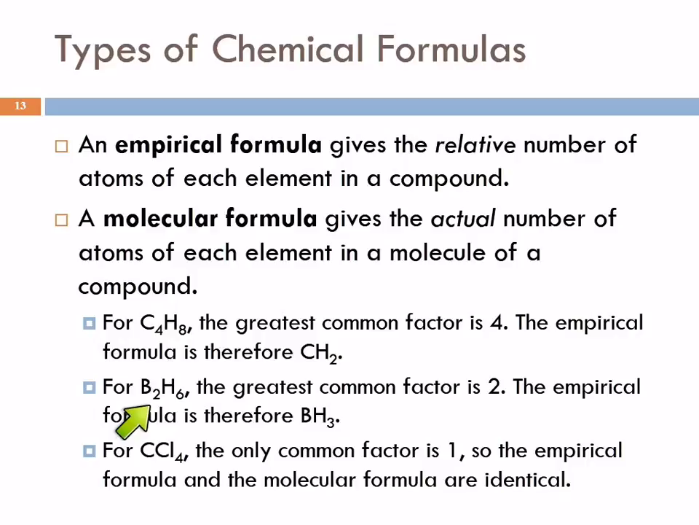B2H6. Again, 2 to 6 is a ratio or a fraction that could be reduced. If we divide both of these numbers by 2, we're going to get 1 to 3. So BH3. This is the empirical formula. For CCl4, a ratio of 1 to 4 cannot be reduced. And so here the empirical formula is the same as the molecular formula.